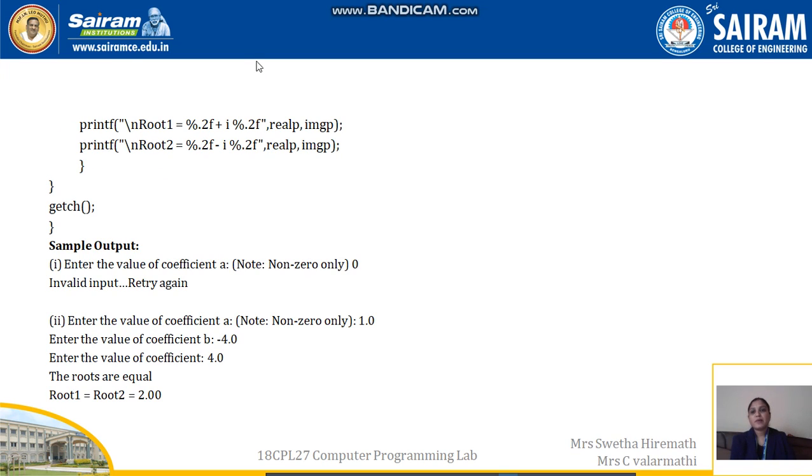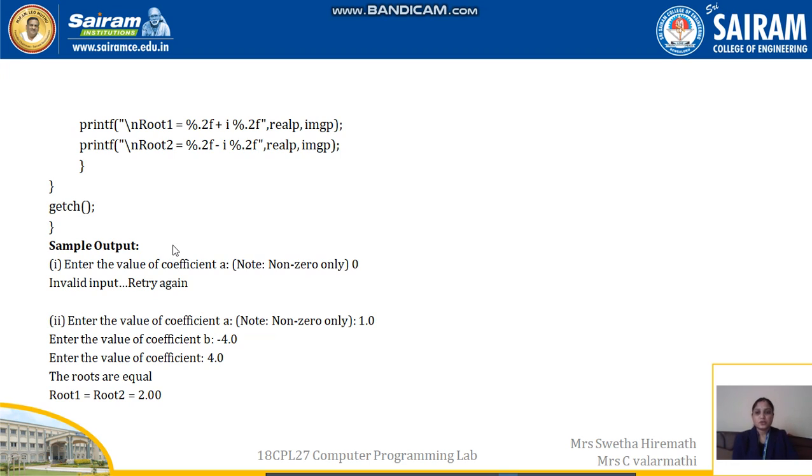Once we obtain the real part and the imaginary part, we have to print the values. Root 1 will be equal to, this is for the real part and this is for the imaginary part where we have i: %0.2f plus i mod of i %0.2f. The first %f takes the value of the real part, and the second one takes the value of the imaginary part. Similarly for root 2, with a negative symbol here. So this is about the quadratic equation. A quadratic equation consists of three types of roots: real and equal roots, real and distinct roots, and imaginary roots. So we have solved for it.